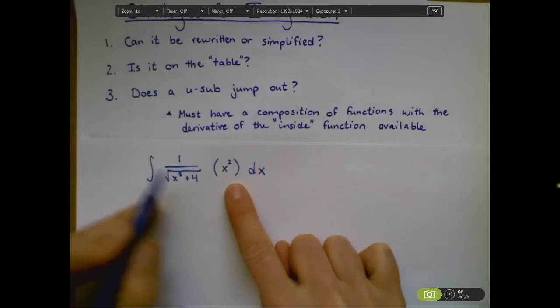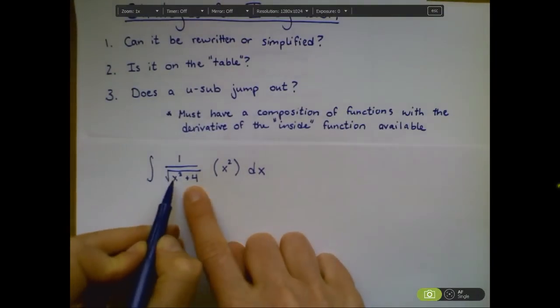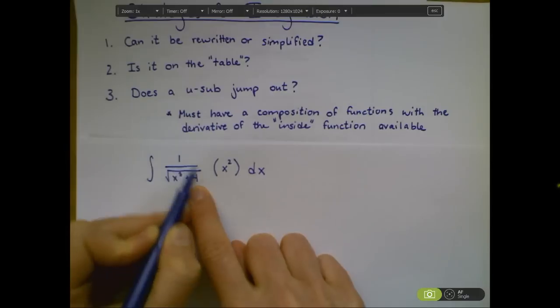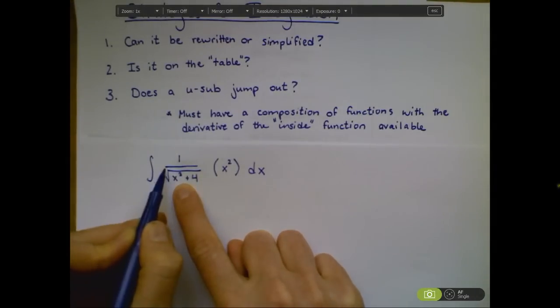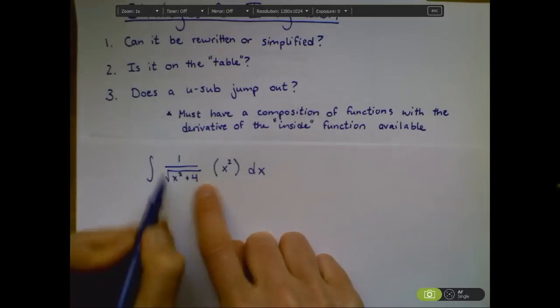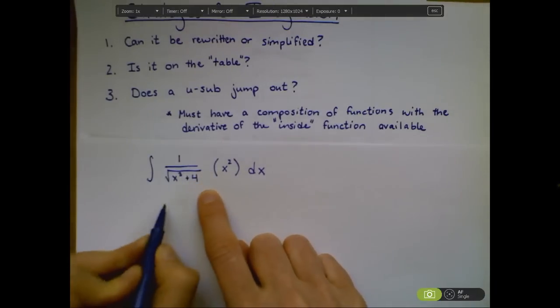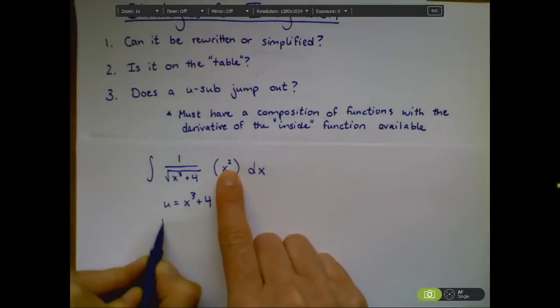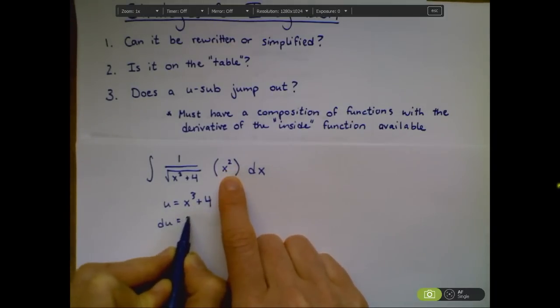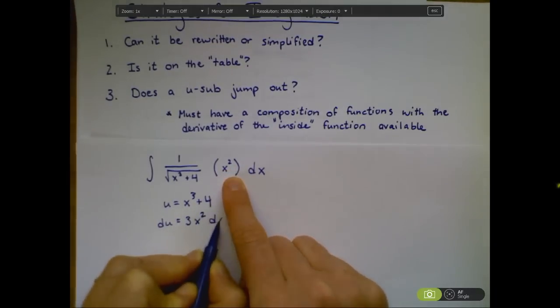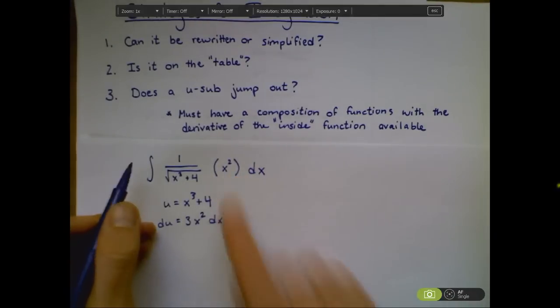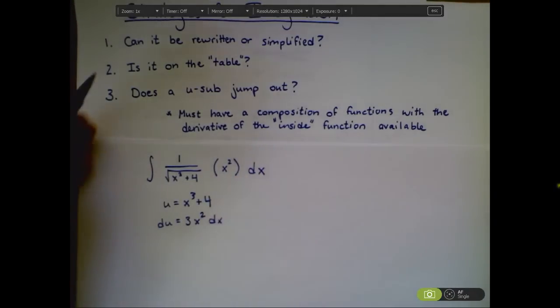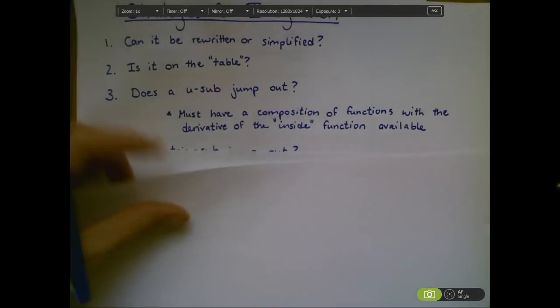Why is this a classic example? Because it's a composition of functions that I have this crazy function within the function. It's all raised to the negative 1/2 power. And the inside function, if I let u equal x cubed plus 4, I have the derivative sitting right here. I just have to multiply by 3. So this is an example of a u substitution that just jumps out.